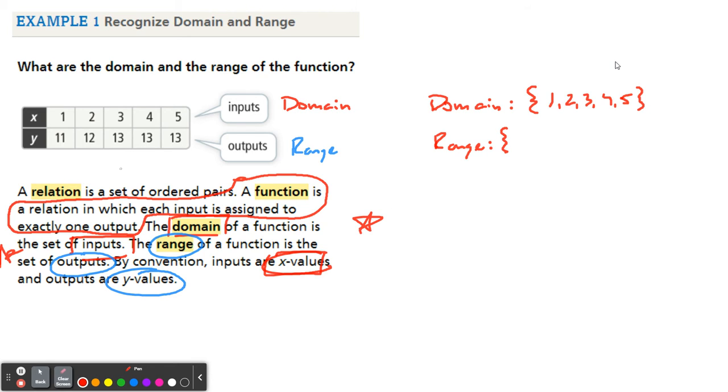Now in the range, I see that the 13s repeat. We're not going to write 3 13s in the list of the range. We're going to put 11, 12, and then one 13, and that's good enough. There's no need to repeat. And there is your domain and range.